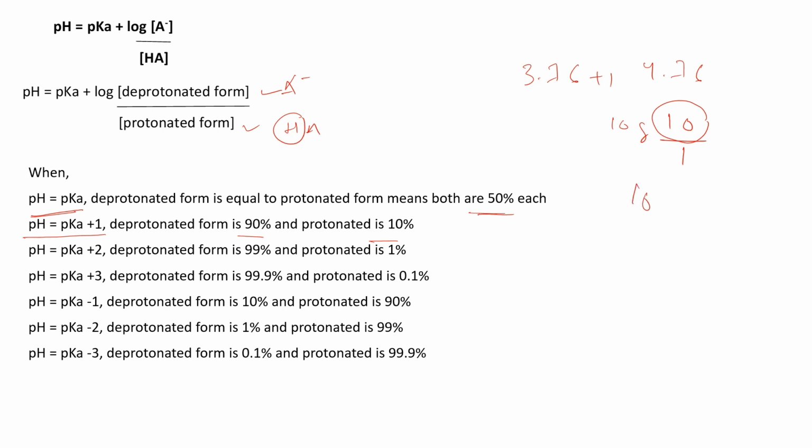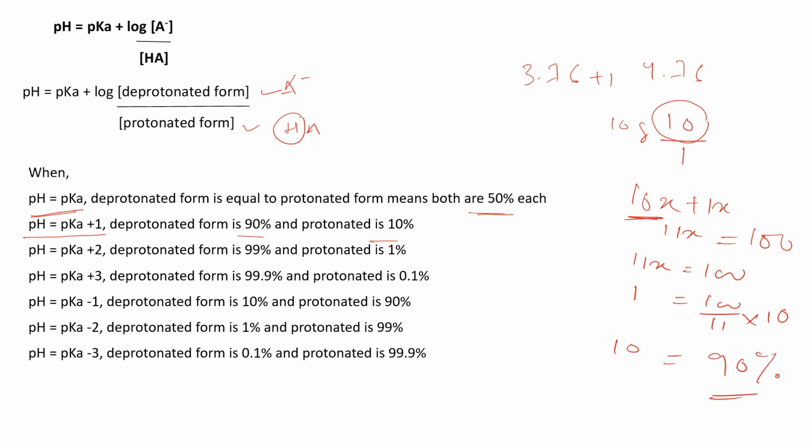So in ratio, how do we calculate? 10x plus 1x equals 11x. If this 11x we take as 100%, how much will this 10x value be? If 11x is 100%, so 1x will be 100 by 11, and 10x will be into 10. If you solve this, you will get the answer 90%. So in percent, it is 90%. Here the same is written. If pH is 1 unit more than pKa, the deprotonated form is 90%, protonated form is 10%.